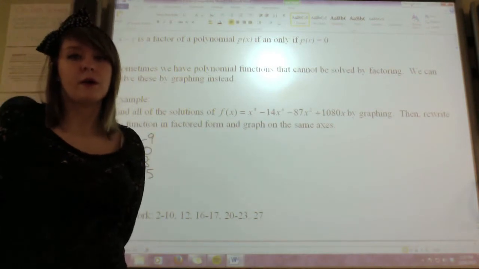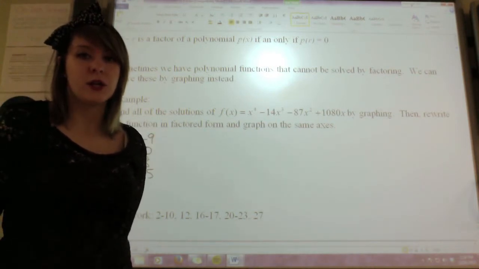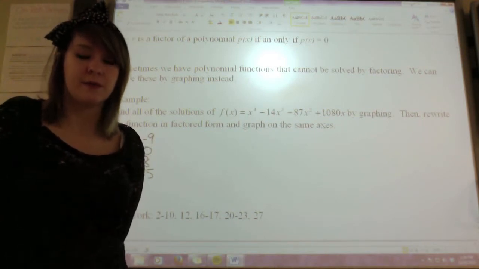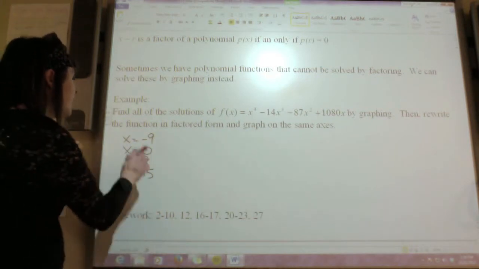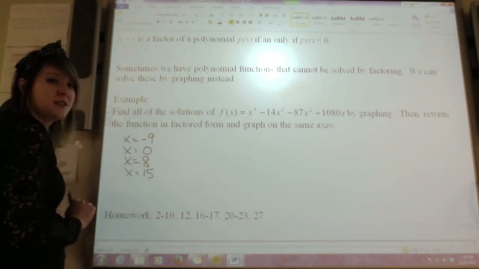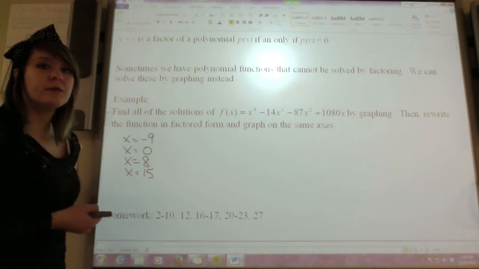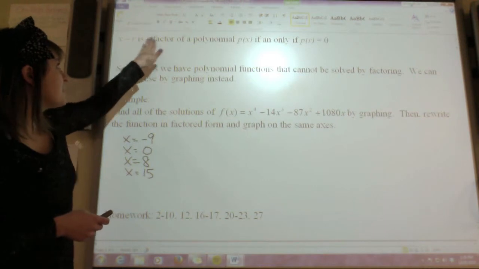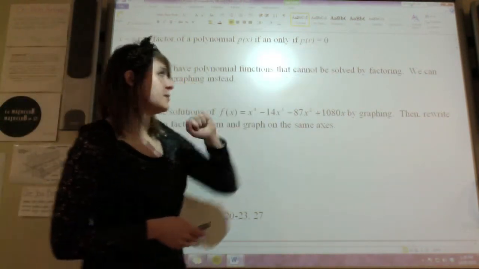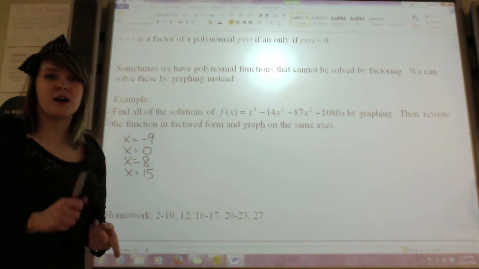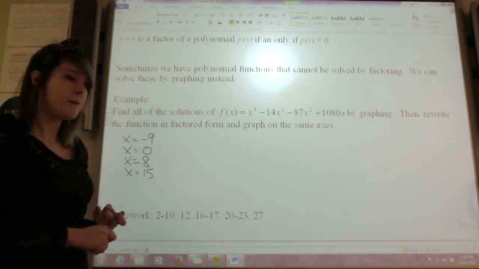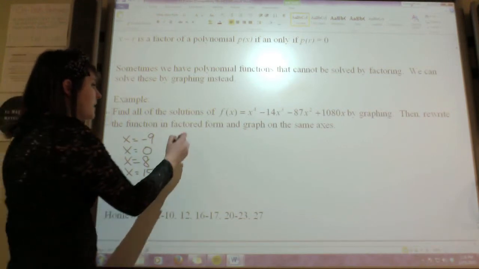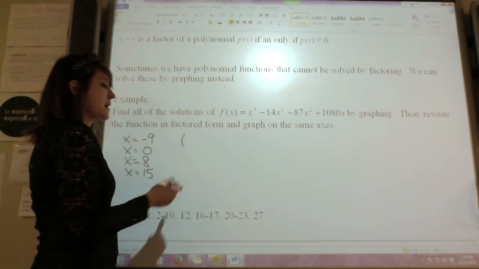So now I want to go through and actually find the equation, and I want to graph it on the same axis just to check and make sure that I've done it correctly. So if I know that these are my zeros, I need to be able to rewrite these as factors. Well, using that factor theorem, it says x minus r is a factor of a polynomial if p of r equals 0. So in other words, if r is a 0, I can rewrite it as a factor using x minus r. So this first one here, x equals negative 9, I can rewrite that as x minus negative 9, which is the same as x plus 9.